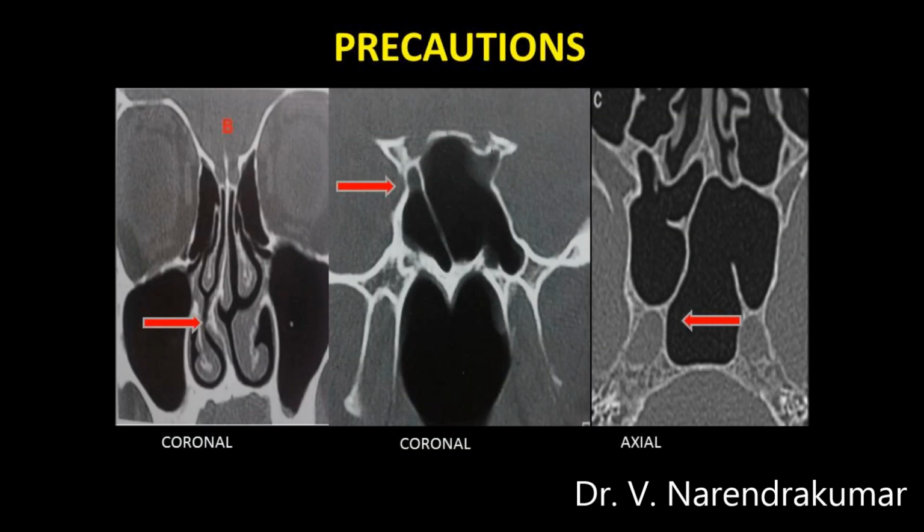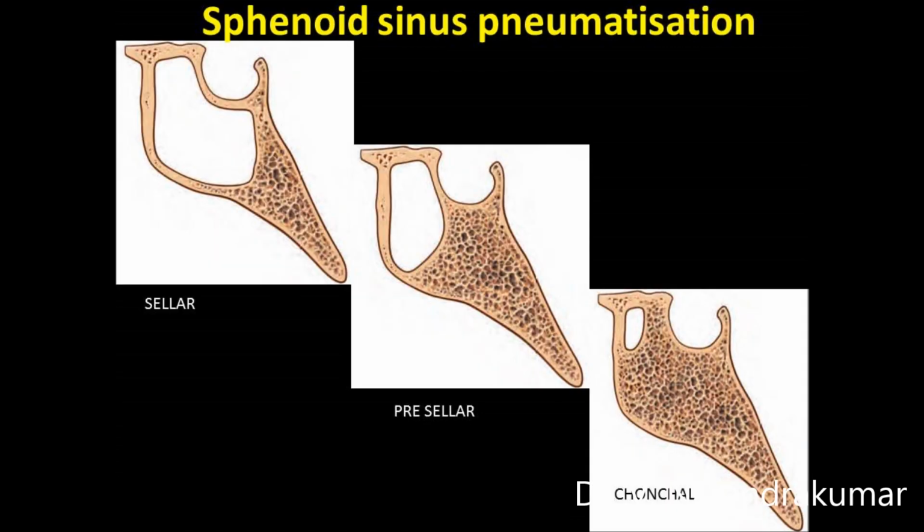Some of the precautions you have to note, like a deviated nasal septum. You have to correct the septum before proceeding to the skull base work. When removing the sphenoid septa, be cautious, as it can attach to the optic nerve or the carotid, so it has to be precisely removed. Next is sphenoid sinus pneumatisation. It can be sellar, presellar, or conchal. Of course, sellar is the most common and easiest to operate.